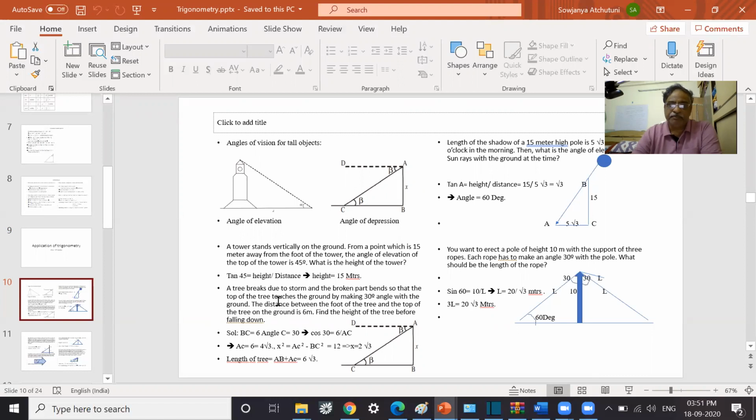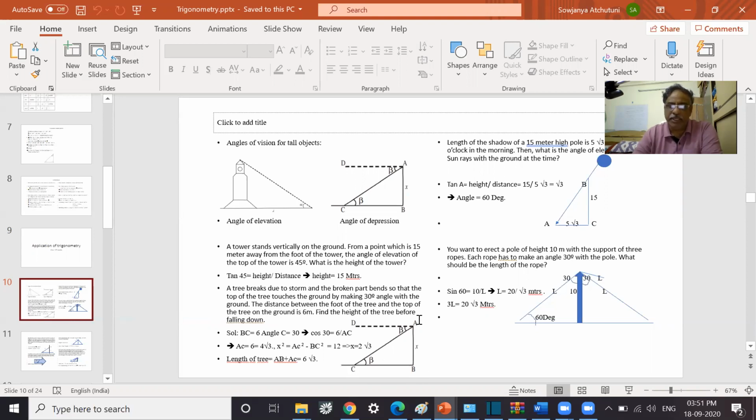See another one. A tree breaks down due to a storm and the broken part bends. The tree got broken in the middle portion and the top of the tree touches the ground making a 30 degrees angle. So the tree got broken at point A and has fallen, the top touching the ground at C. So it is making 30 degrees of depression, here also it makes 30 degrees. The distance between the foot of the tree and the top of the tree on the ground is 6 meters. BC is 6 meters. Find the height of the tree before falling down.